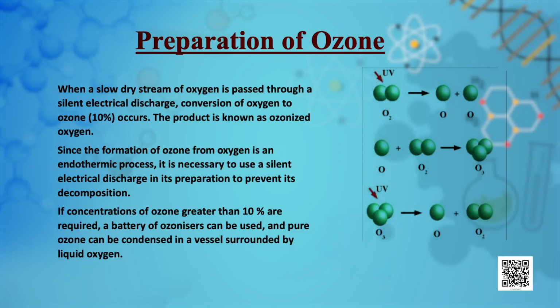When a slow, dry stream of oxygen is passed through a silent electric discharge, conversion of oxygen to ozone takes place. The product is known as ozonised oxygen. Since the formation of ozone from oxygen is an endothermic process, it is necessary to use a silent electric discharge in its preparation to prevent its decomposition. If concentrations of ozone greater than 10% are required, a battery of ozonizers can be used and pure ozone can be condensed in a vessel surrounded by liquid oxygen.